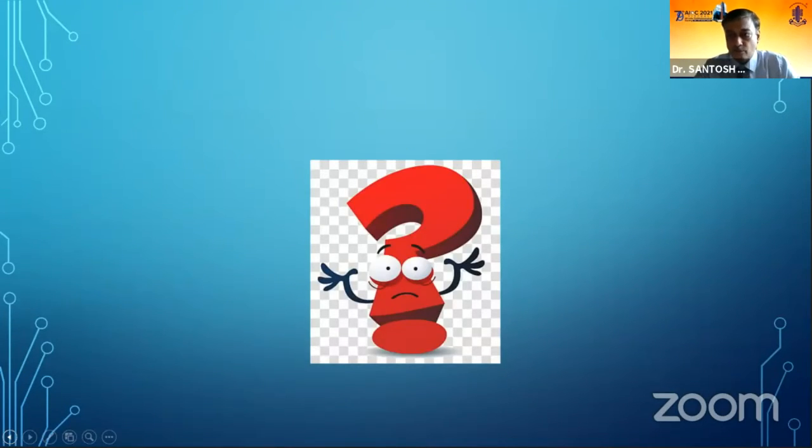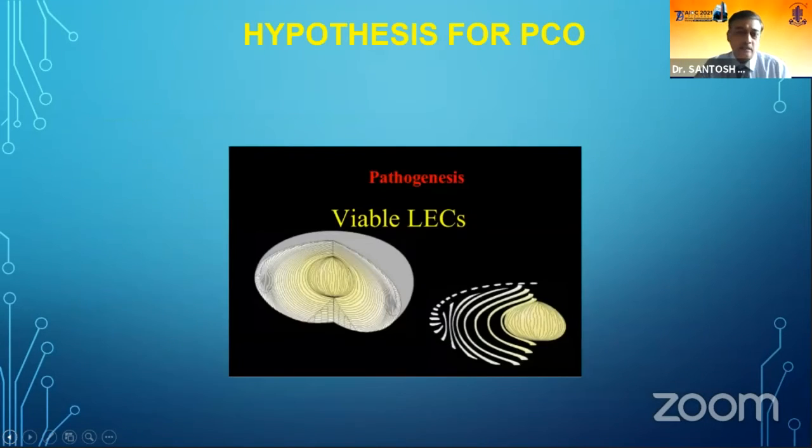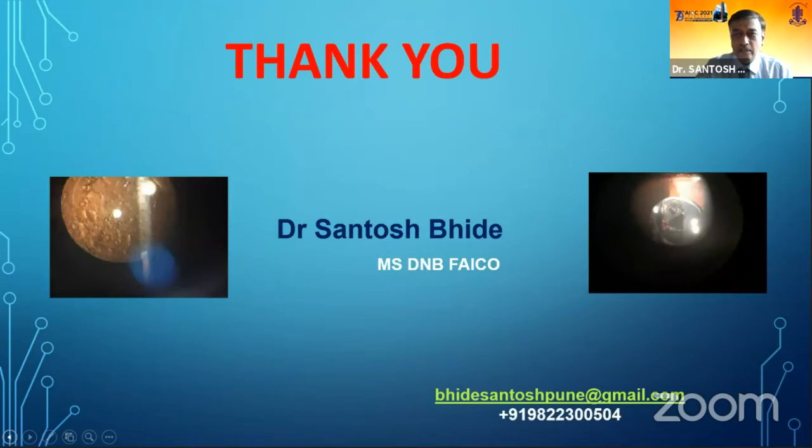So what may be the cause for the left eye having more? We will have to study. The hypothesis is that maybe there are more pluripotent lens epithelial cells inferonasally, which are not removed in the left eye, because with coaxial irrigation and aspiration I may not be able to reach there, and there are more viable cells in the inferonasal quadrant. I request everybody to analyze their cases, and we will have to find out whether there is a real left eye preponderance. Thanks again for the opportunity, and thank you, Maurya sir, for giving me the opportunity ahead because I have to move to the other hall also. Thanks a lot.